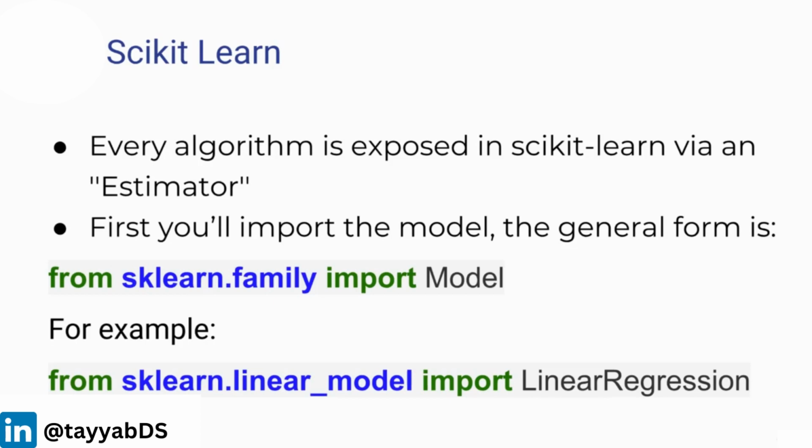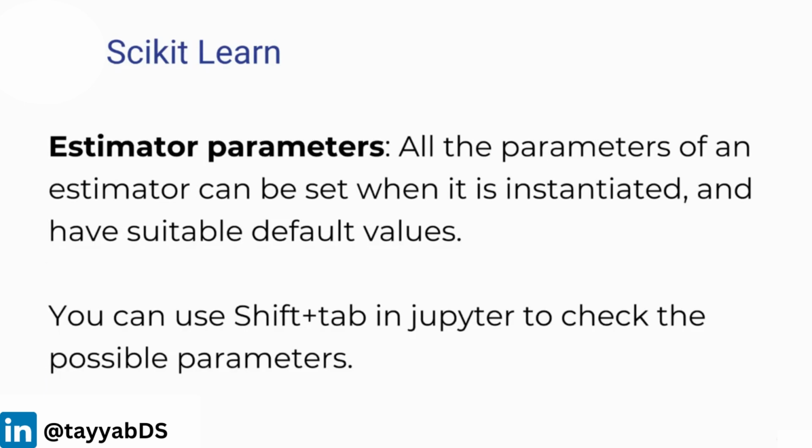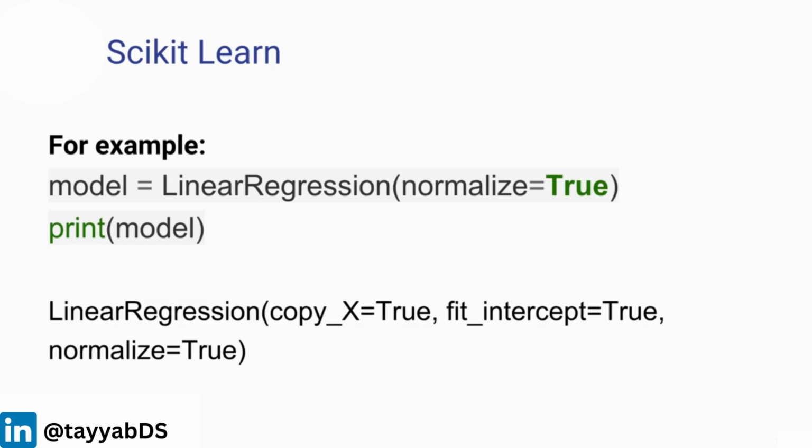And we'll show you using the Jupyter Notebook. You can use tab and shift tab to quickly see what models are available. Keep in mind, each estimator or machine learning model has parameters, and all the parameters of an estimator can be set when it is instantiated and have suitable default values. So luckily, you don't need to know too much about the actual algorithms before you get started with scikit-learn because they usually have pretty reasonable default values. And again, you can use shift plus tab in Jupyter to check the possible parameters. For example, we could create a linear regression and state that the normalized parameter is equal to True. And then if you print out the model, you'll actually see the various other parameters, such as fit_intercept.